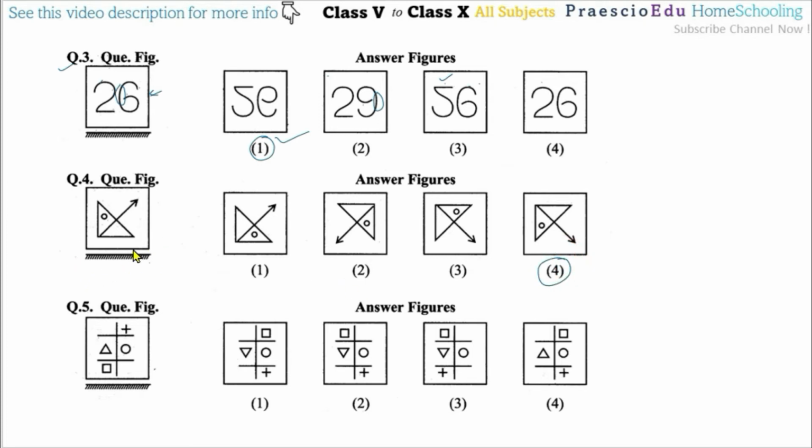Now question number 4, for this one option number 4 is the correct one. So students, please observe carefully and note down the correct answers, and think about why the other 3 options are not correct, so that you will get the correct logic. Then question number 5, option number 2 is the correct one.